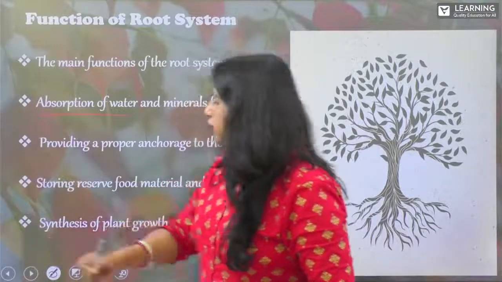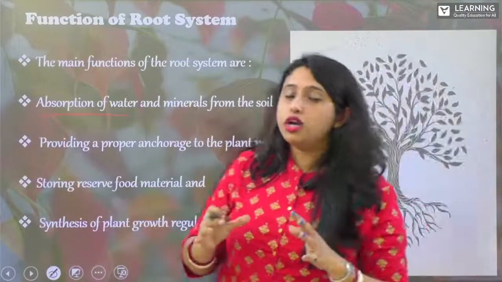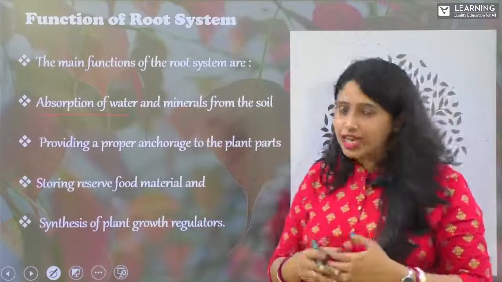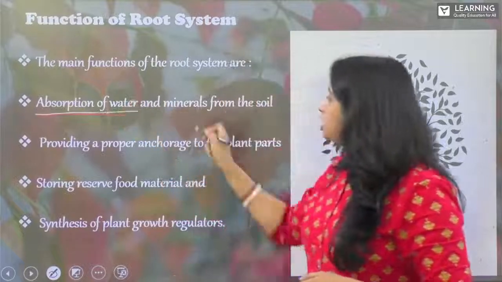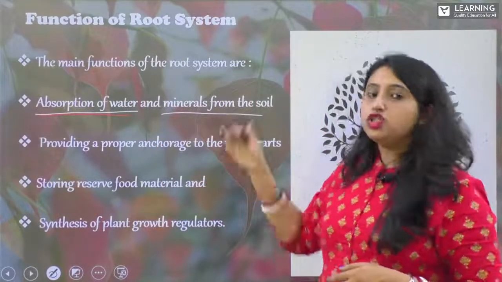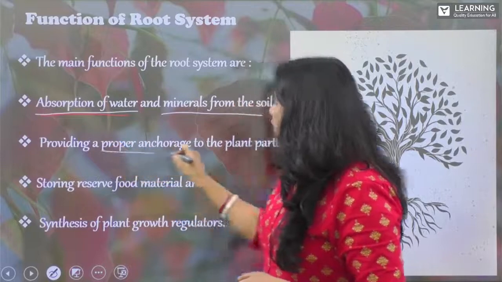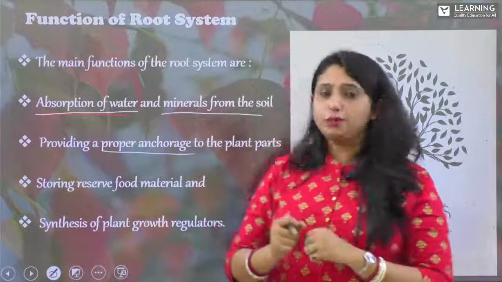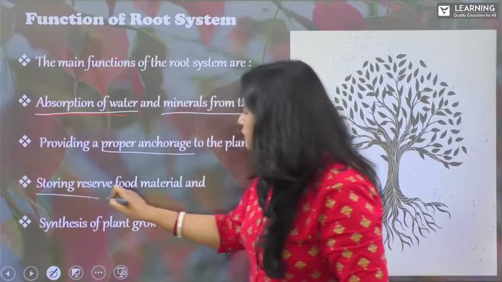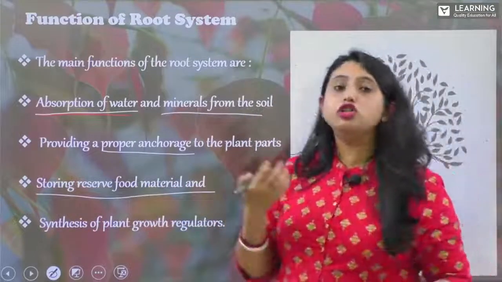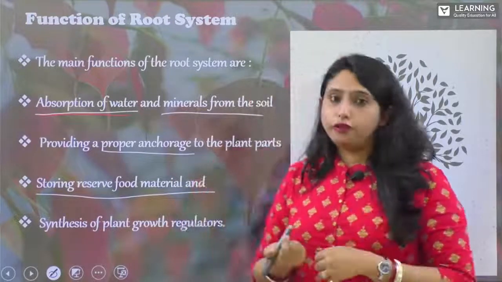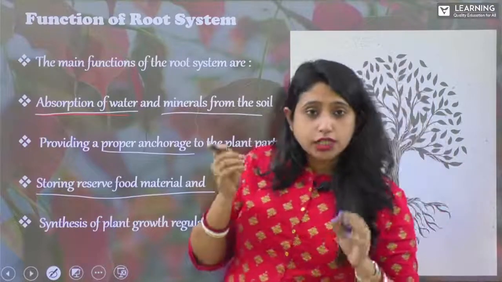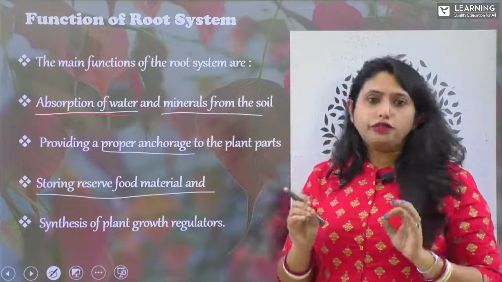You already know that roots are responsible for absorption of water and minerals from the soil, and they increase the surface area. Just write it down: providing proper anchorage to the plant parts. Anchorage means providing proper support to the plant parts. And storing reserve food material. So the roots are also responsible for storage of food, and plants store the food in the form of starch.